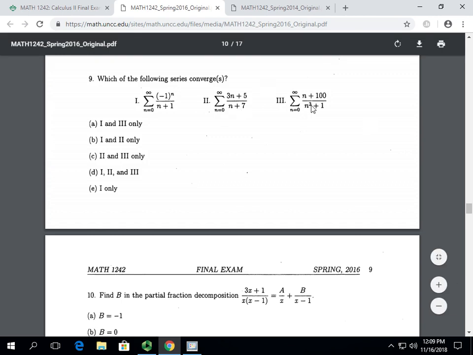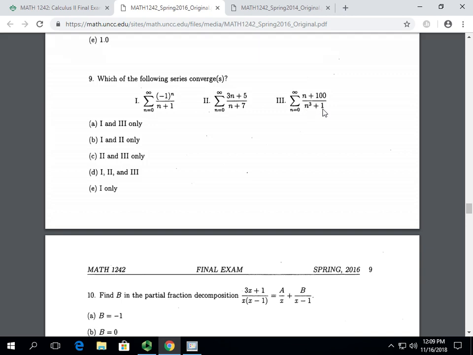This one right here, I've got the sum of n plus 100 divided by n cubed plus 1. Okay? I'm going to do a comparison test in my head. What would I compare it to? Pretty much this thing's going to be the same thing as what? The highest degree terms are your comparison: n over n cubed, which makes it what? 1 over n squared, right? Because n divided by n cubed cleans up to be 1 over n squared.